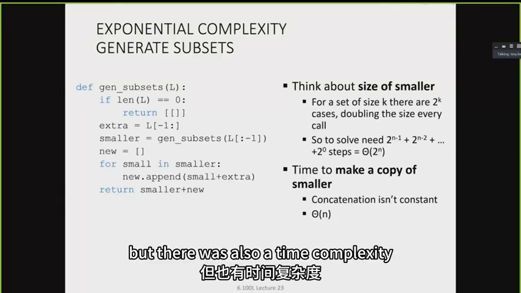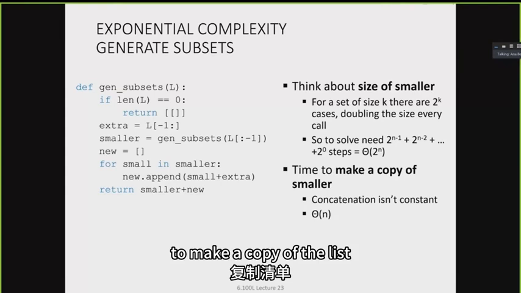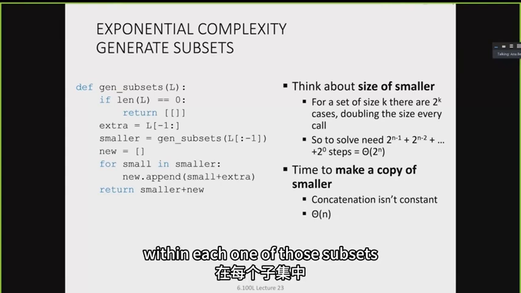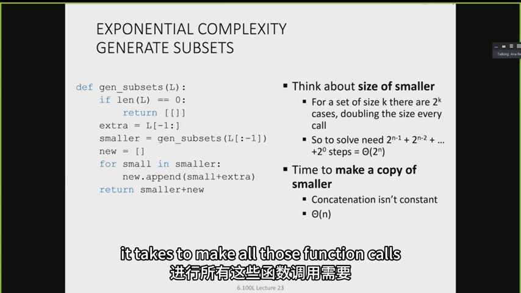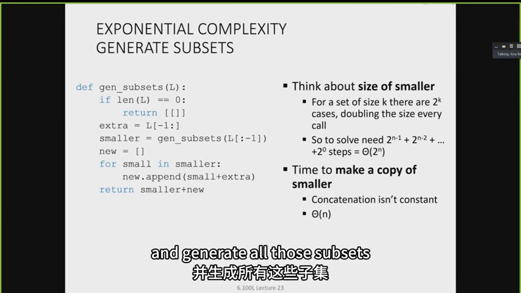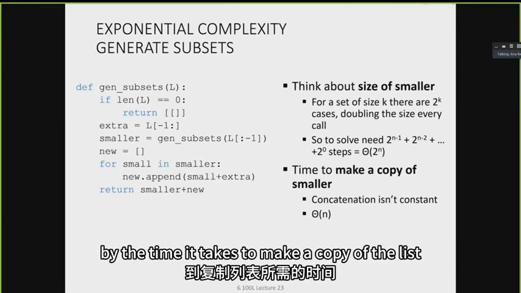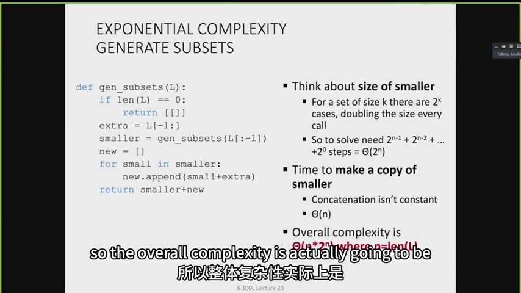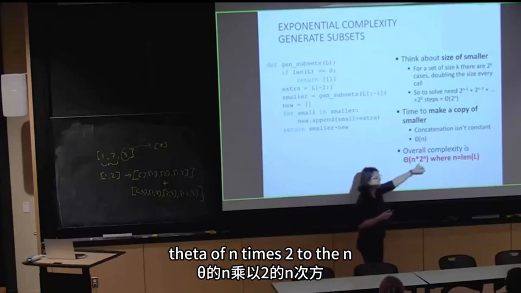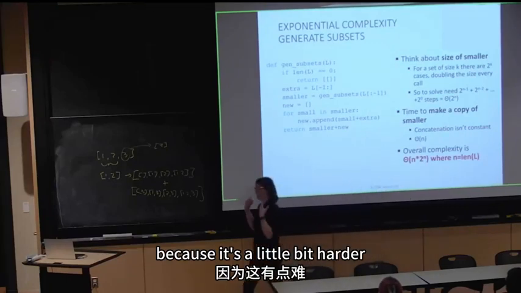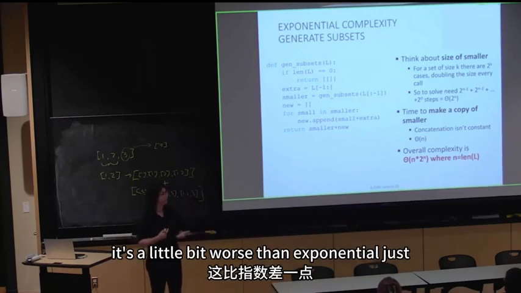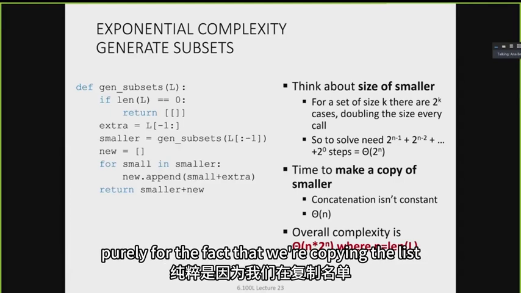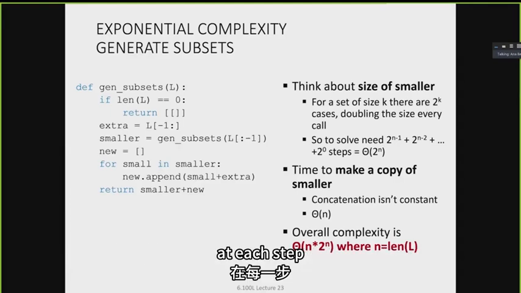But there was also a time complexity to make a copy of the list within each one of those subsets. So we're multiplying the complexity it takes to make all those function calls and generate all those subsets by the time it takes to make a copy of the list. So the overall complexity is actually going to be theta of n times 2 to the n, because it's a little bit harder, it's a little bit worse than exponential, just purely for the fact that we're copying the list at each step. Okay?